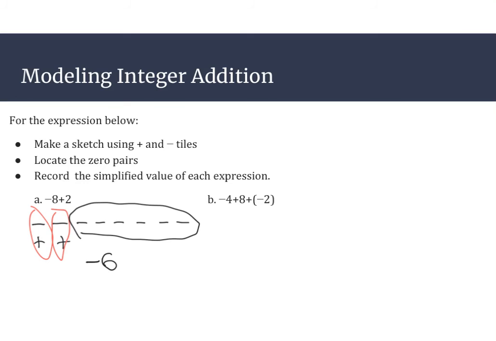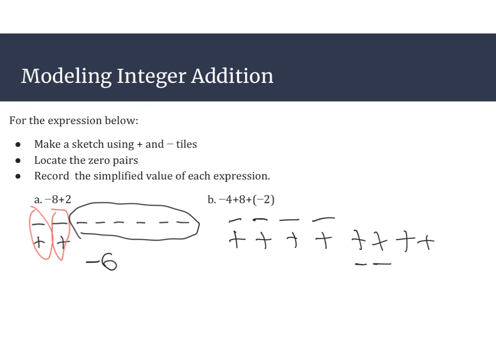Okay, here we have negative 4. So I'm going to add my first term, 1, 2, 3, 4. Then we're adding a positive 8. So again, I'll put that second term below that. 1, 2, 3, 4, 5, 6, 7, 8. And then we're adding another negative 2. So I'm going to put that in a third row. 1, 2. And I like to do it as so I can really clearly identify my 0 pairs.